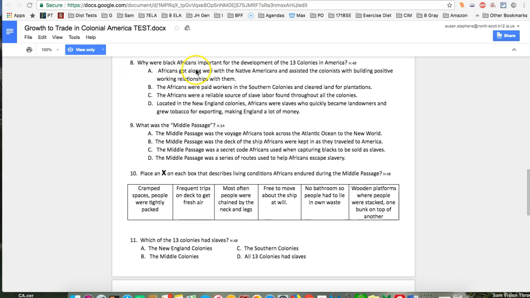8. Why were Black Africans important for the development of the 13 colonies in America? A. Africans got along well with the Native Americans and assisted the colonists with building positive working relationships with them. B. The Africans were paid workers in the southern colonies and cleared land for plantations. C. The Africans were a reliable source of slave labor found throughout all the colonies. D. Located in the New England colonies, Africans were slaves who quickly became landowners and grew tobacco for exporting, making England a lot of money.